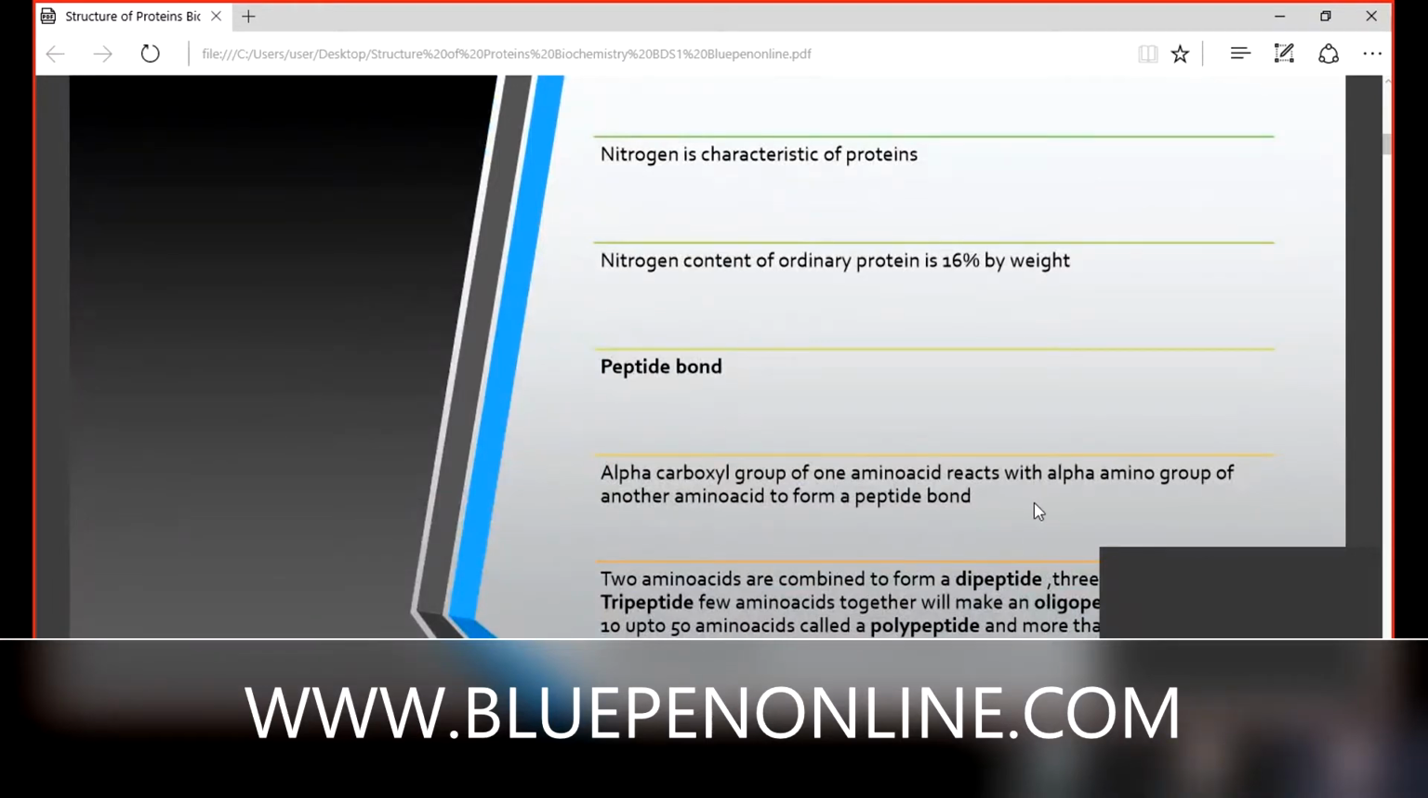Then a sulfur-containing amino acid is there, so proteins can contain sulfur also. Nitrogen is the main characteristic of protein, and the nitrogen content of ordinary protein is 16% by weight. It's a multiple choice question. In last years there were multiple choice questions for BDS and MBBS. So the nitrogen content of ordinary protein is 16% by weight.